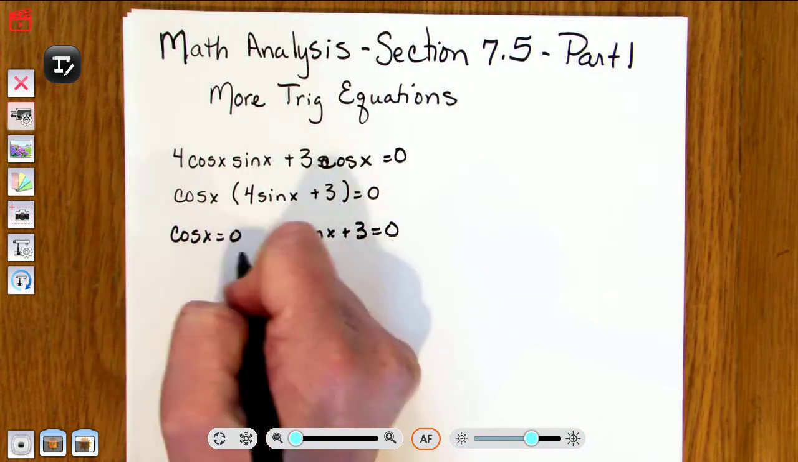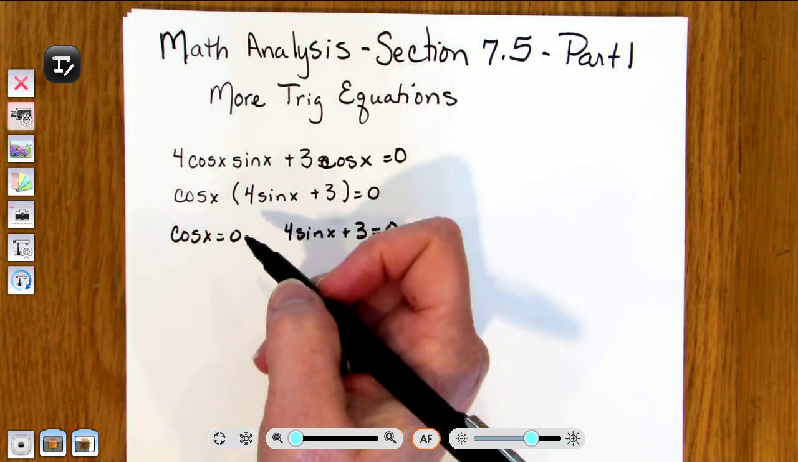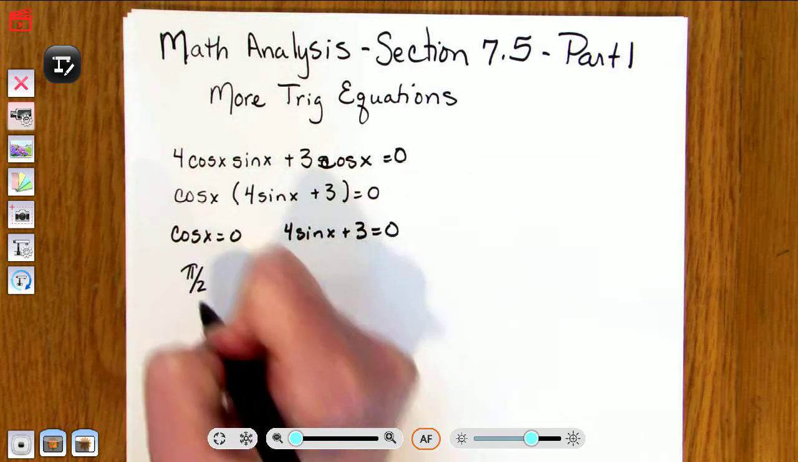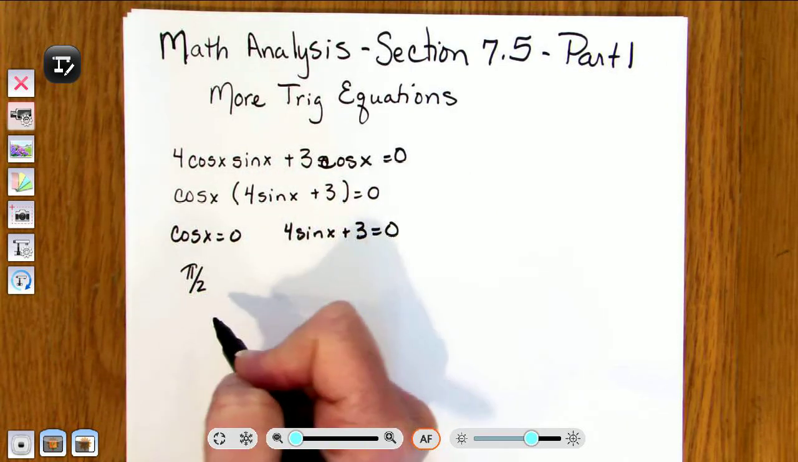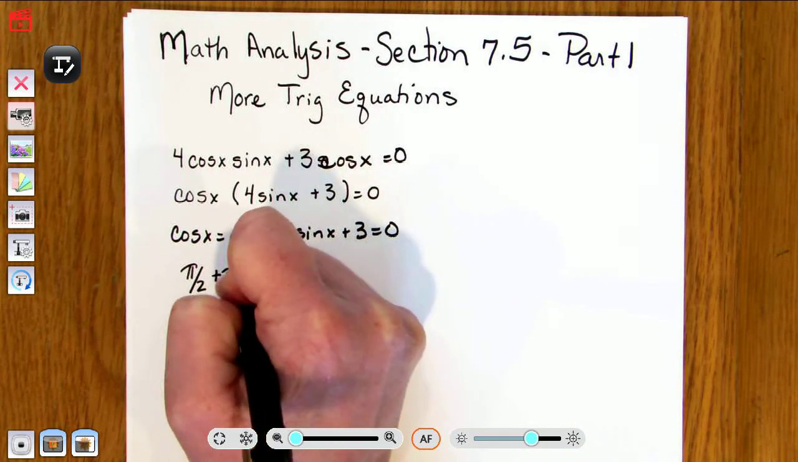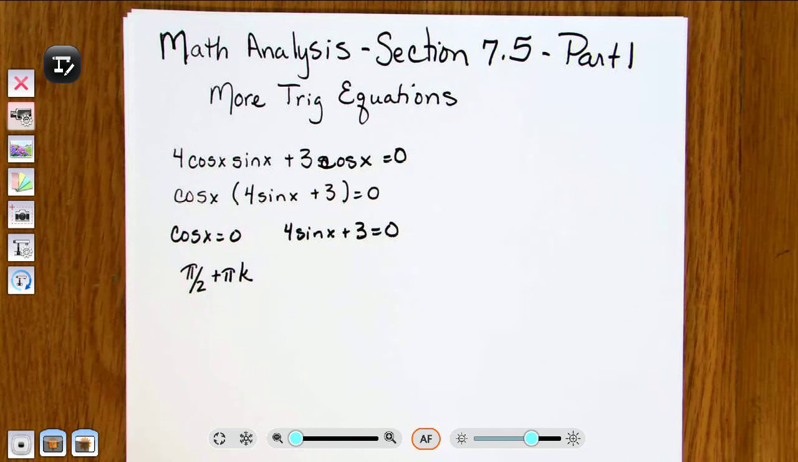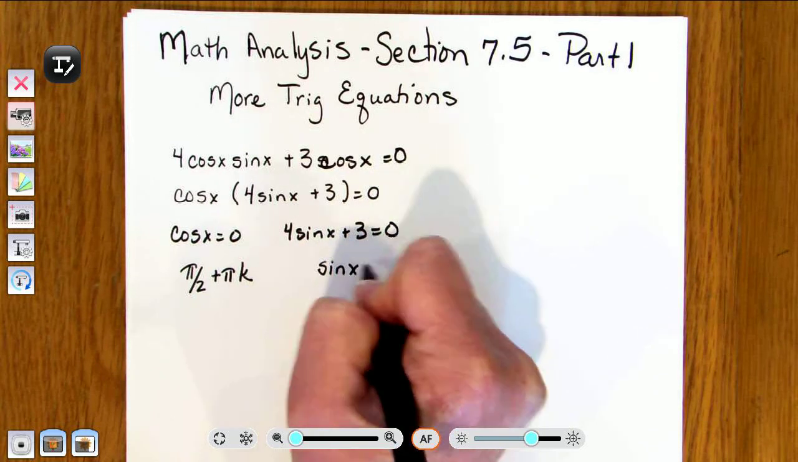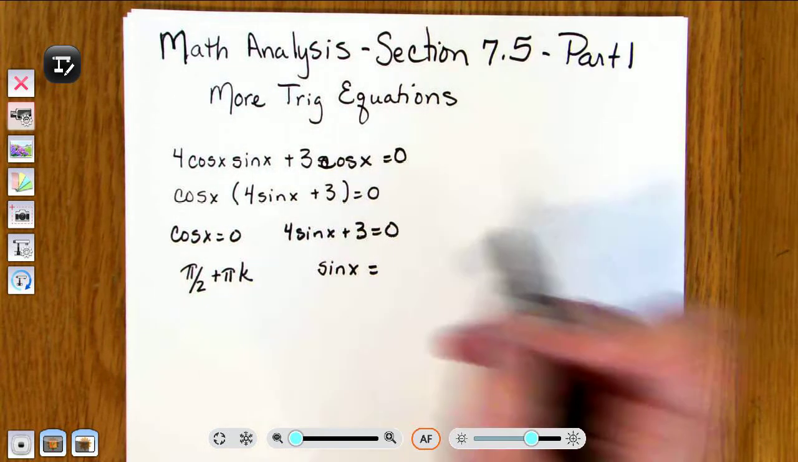If I'm solving where the cosine is equal to 0, that is going to be when x is pi over 2, and again at 3 pi over 2, but we can combine these by adding on that pi k if we wanted to go multiple times around. Solving this one, I get that the sine of x, so I subtract the 3, divide by 4.